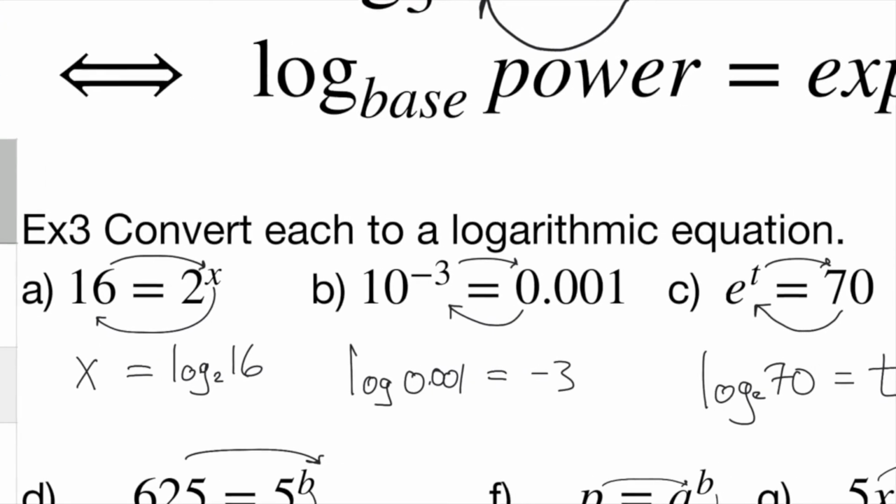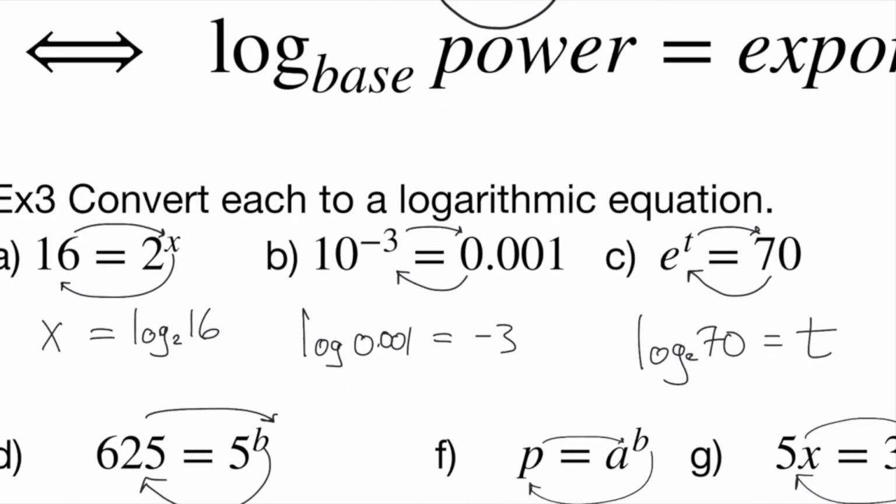Okay, so convert each to a logarithmic equation. Going back in the other direction, you can still switch the power and the exponent, and you can see x is equal to log base 2 of 16. What is the exponent when the base is 2 and the power is 16? It's x. Here, switching the exponent and the power, you get log of 0.001 is equal to negative 3. Again, the base of 10 is so common that I don't even need to write it. You can just say log 0.001. You don't have to say log base 10. You can if you want to, but it's not necessary.